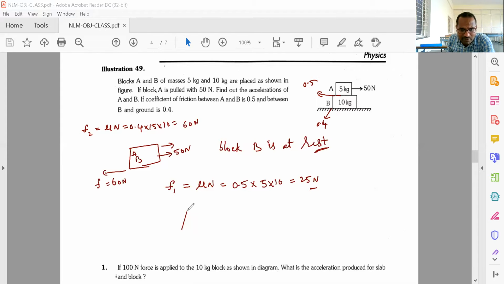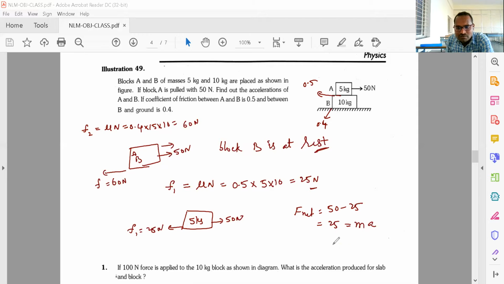Now let us draw the FBD of block A. This is 5 kg. Here 50 Newton is acting. Here frictional force is acting, that is 25 Newton. So net force is 50 minus 25, which is 25. And we know F is nothing but m a. So a is equal to 25 by m, where m, the mass of block A, is 5 kg. So block A will move with 5 meter per second square acceleration. So the acceleration of block A is 5 meter per second square.